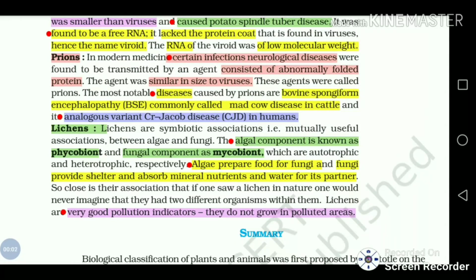Now let's move on to the last topic of the chapter, the lichens. A lichen consists of an algal component known as the phycobiont and a fungal component known as the mycobiont. It is a mutualistic association where the algae prepare food for the fungi, and the fungi provide shelter and absorb minerals, nutrients and water for its partner. These are considered good pollution indicators, as they do not grow in polluted areas. By this, we conclude the chapter Biological Classification.